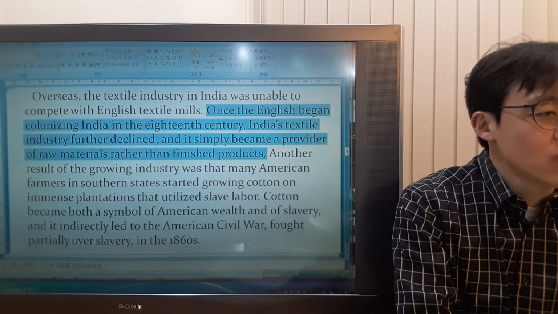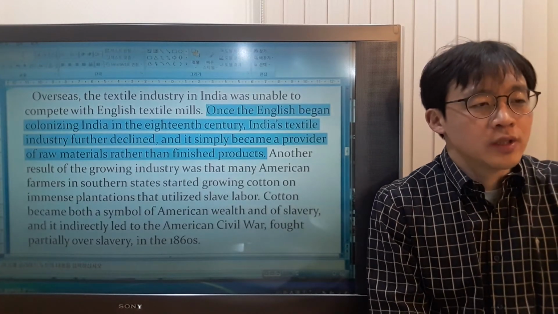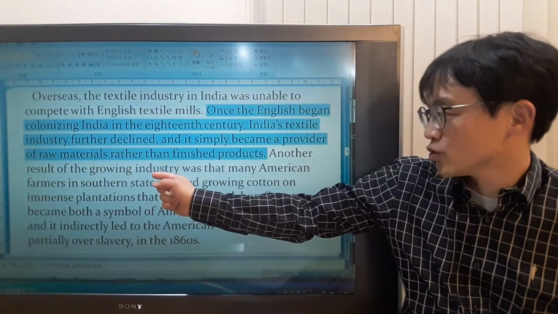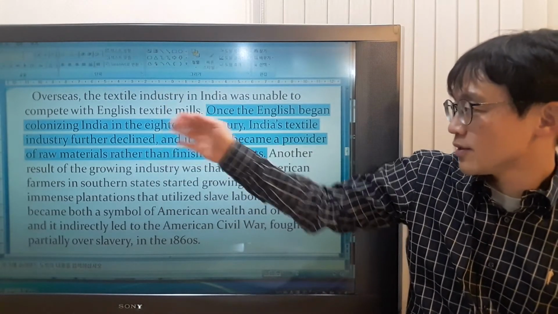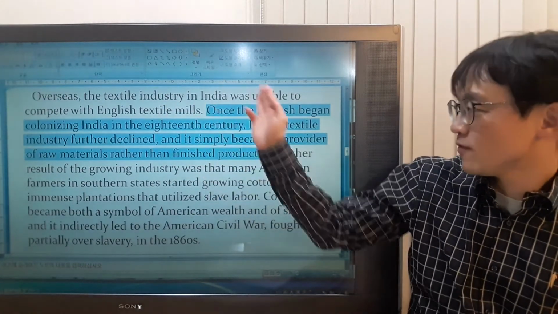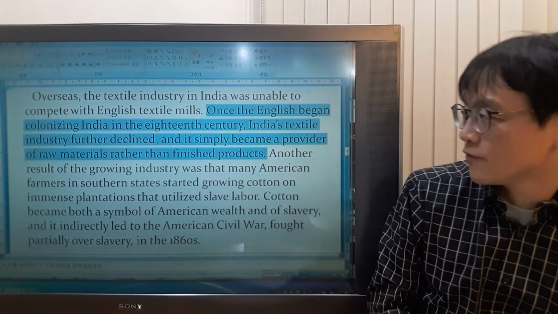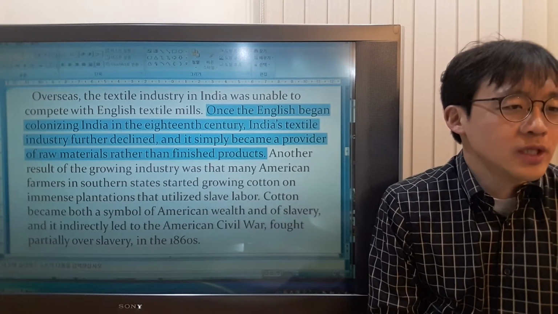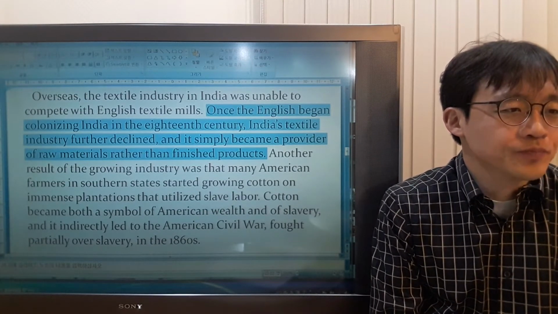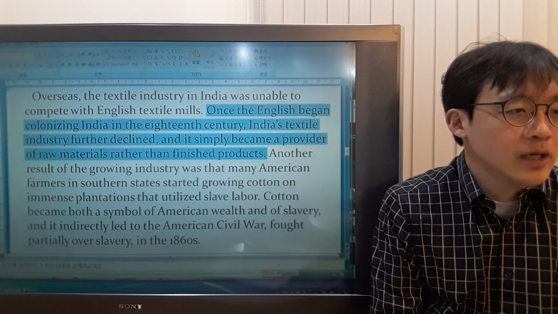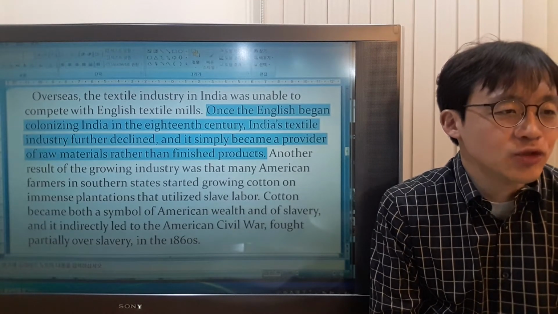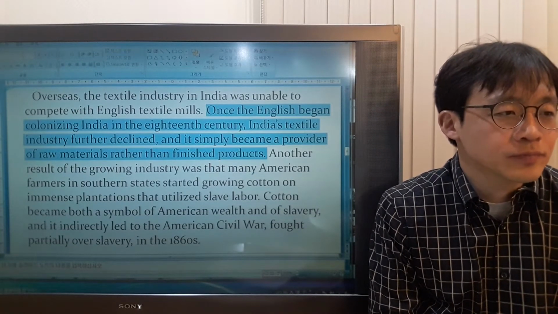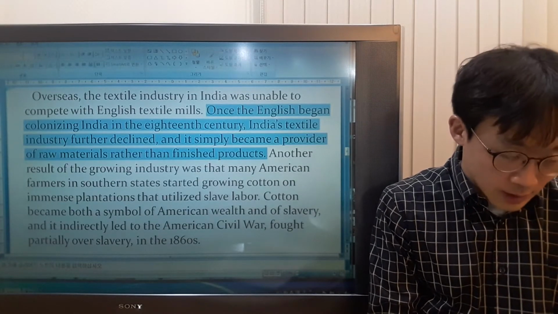So what is this part about? This part is about the results of the cotton industry growing. Why? Because it says another result of the growing industry is this. So the thing that the author said in the first part is also a result of the growing cotton industry. The first one was what? The result was what? The textile industry in India was no longer able to compete with English textile mills.